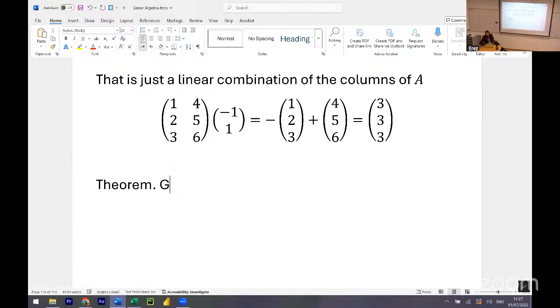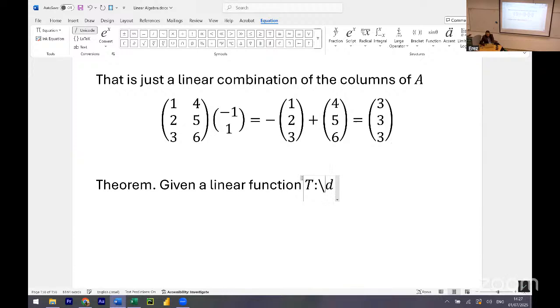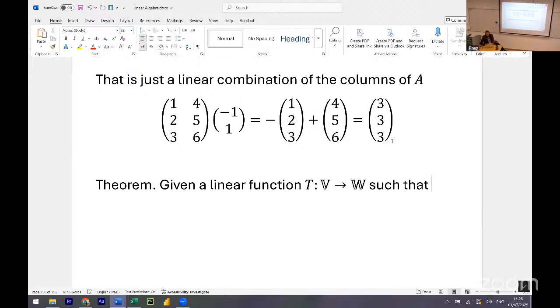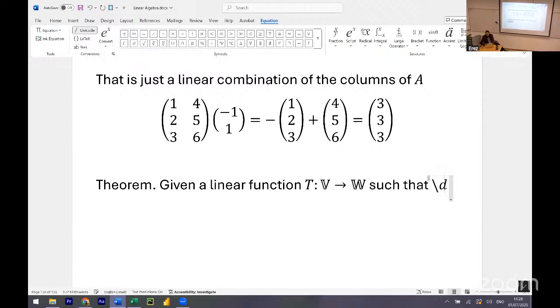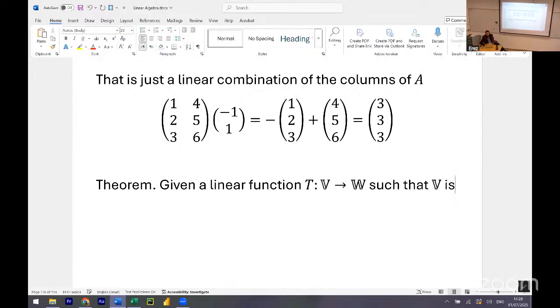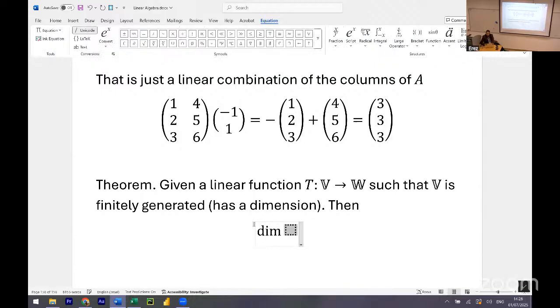Given a linear function T from V to W, such that V is finitely generated, meaning it has a dimension, then the dimension of the kernel plus the dimension of the image is equal to the dimension of the domain.